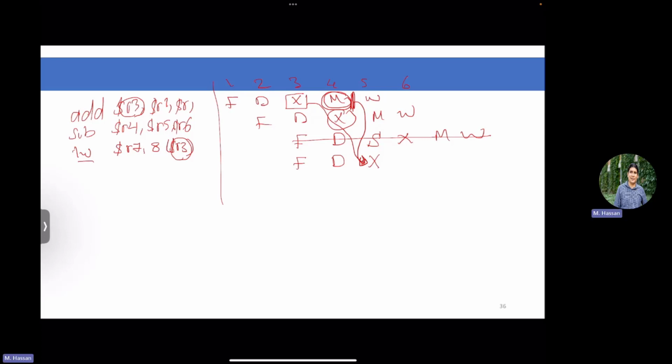Does this make sense? Questions? So now I forwarded after the ALU and after the memory stage. Okay?